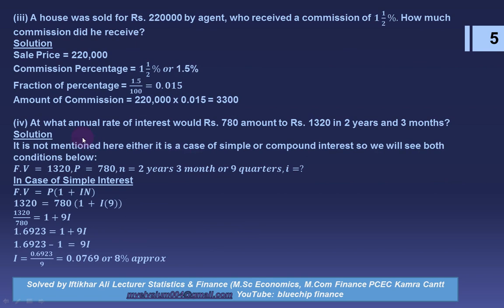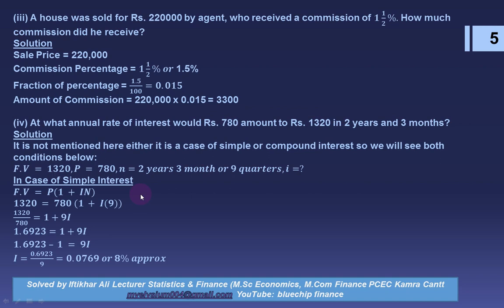Question number 4, at what annual rate of interest would rupees 780 amount to rupees 1320 in 2 years and 3 months? 780 will be the principal amount and 1320 will be the future value in 2 years and 3 months. So interest is missing here. It is the case of simple interest.